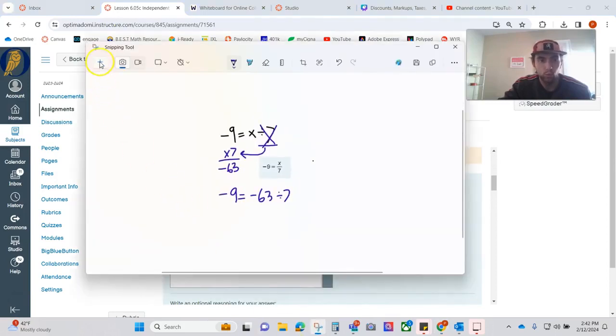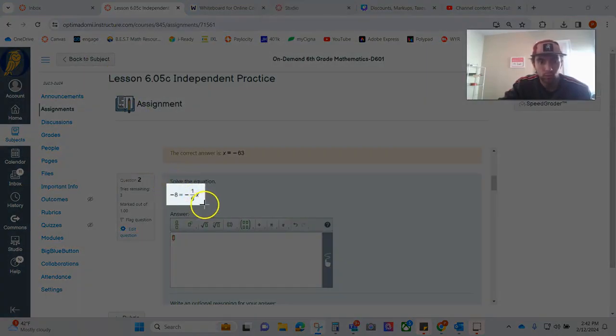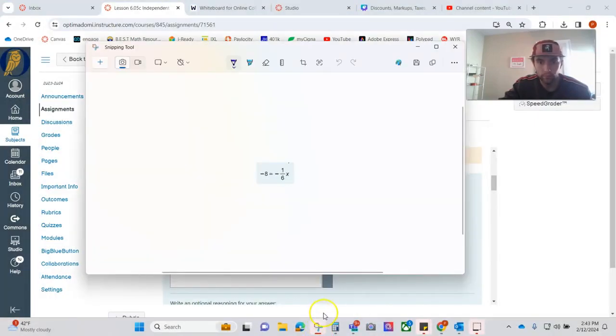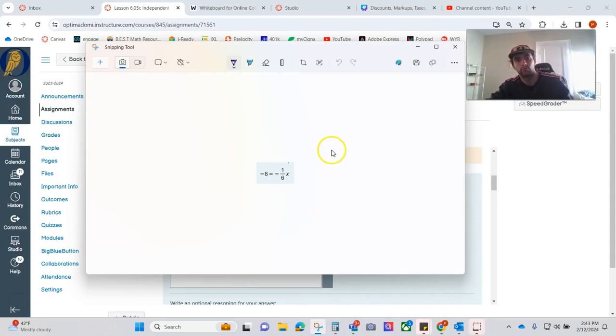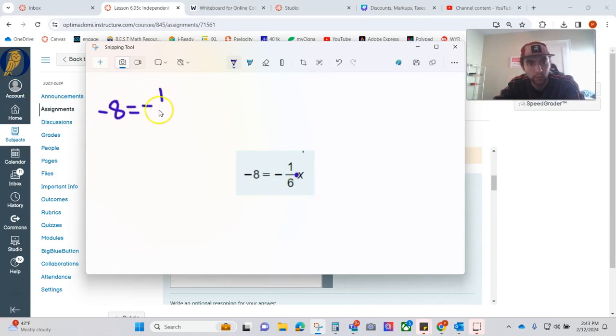Number 2. Okay. Question 2, negative 8 equals negative 1/6 times x. Now there's a couple ways to do this one. I'll show two ways, but this means times right here. On a number, even if it's a fraction, if it's right next to a letter, it means timesing.